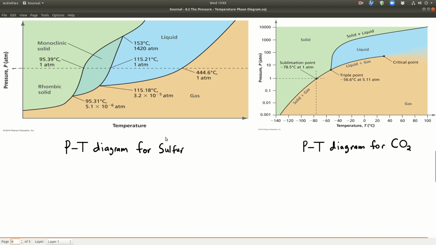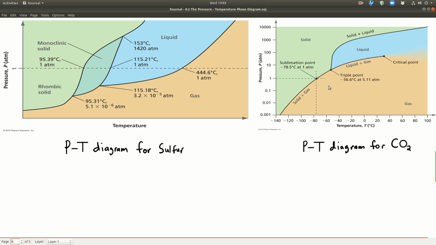So pressure temperature diagrams can look quite different. This is the one for sulfur. It has more than one triple point. Different solids. This is the crystal structure, monoclinic versus rhombic. The liquid and the gas phase.